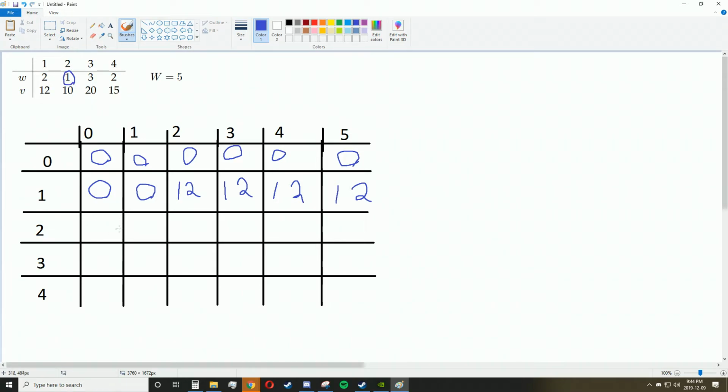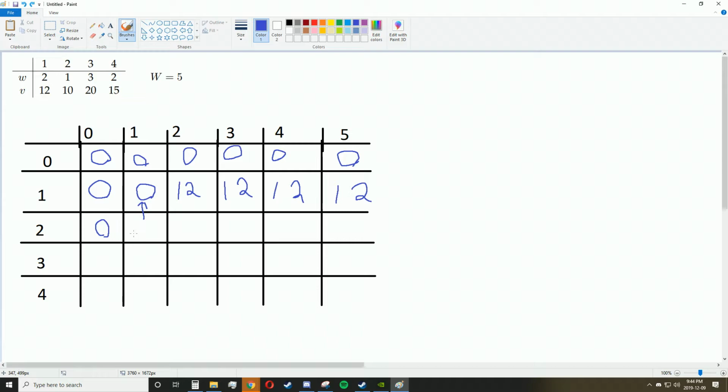Well, it weighs 1. No, it doesn't fit. Alright, can it fit in a weight of 1? It can, because it weighs 1. It fits snugly. So compare.